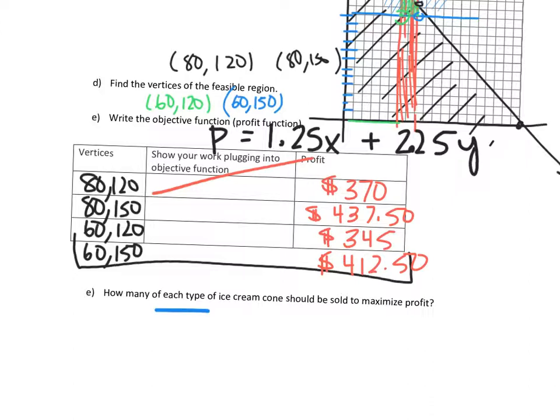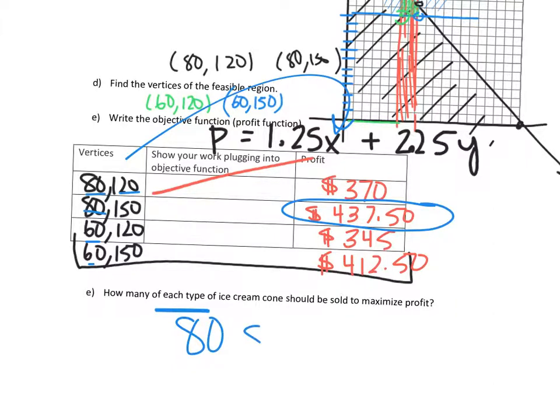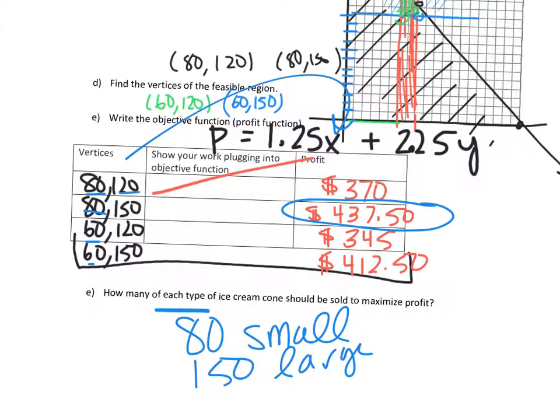So I took each of these X's and plugged them in for here, and each Y at each point to get the profit. So the profit that maximizes is this. How many of each type of cone should be sold to maximize the profit? We want to sell 80 small cones and 150 large. And that's going to maximize the profit. So that's how linear programming works.